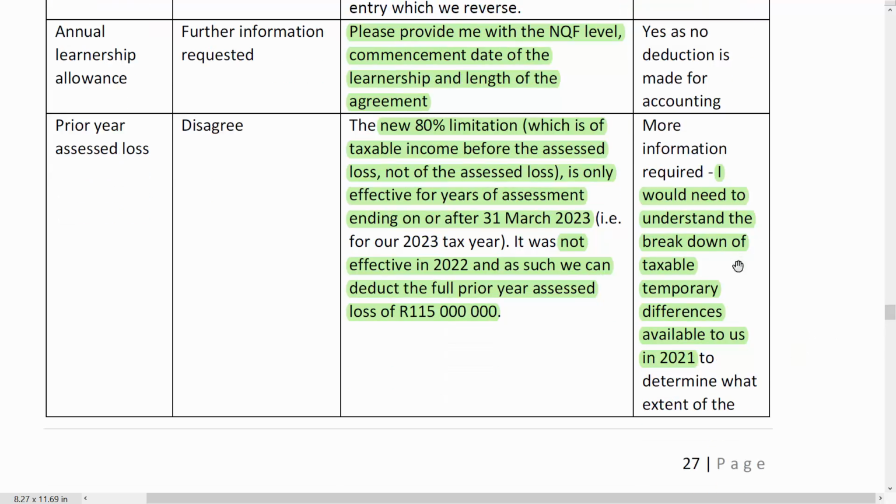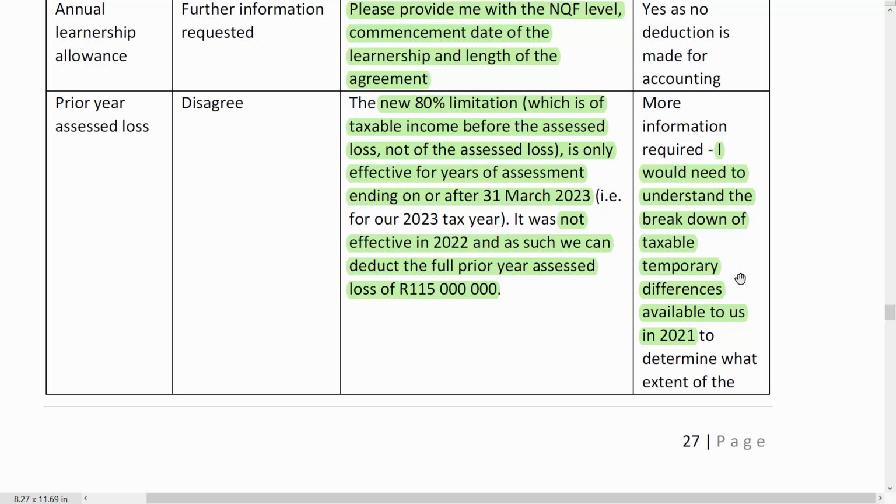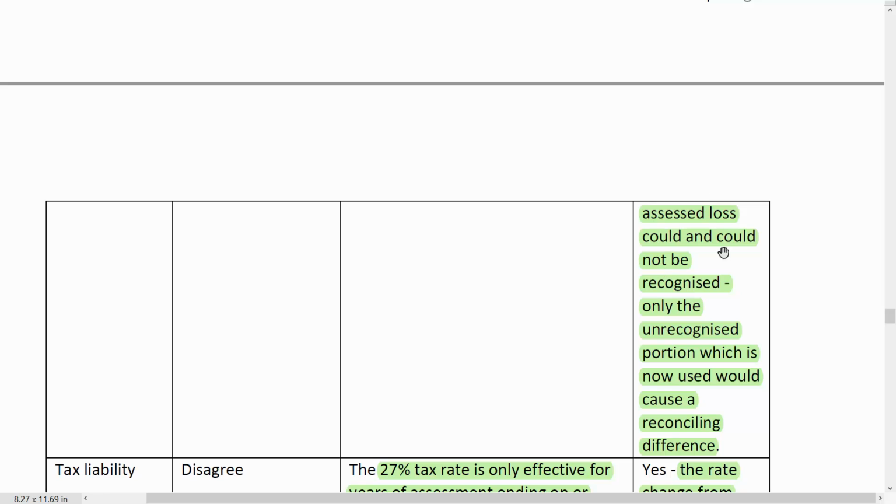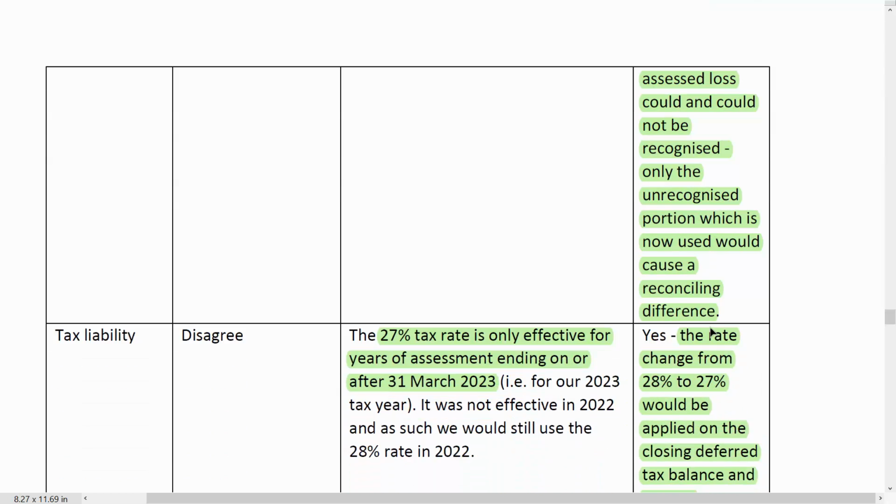Also, in this case, as it relates to the assessed loss, the candidate correctly identifies that that particular assessed loss would probably have had an impact on our tax rate recon, and asks the question that they would need to understand the breakdown of taxable temporary differences available to us in 2021, and then continues to ask to what extent the assessed loss in 2021 was in actual fact recognized as a deferred tax asset. Because if the full amount was not recognized as a deferred tax asset, well, then there would be a reconciling item in the current year.